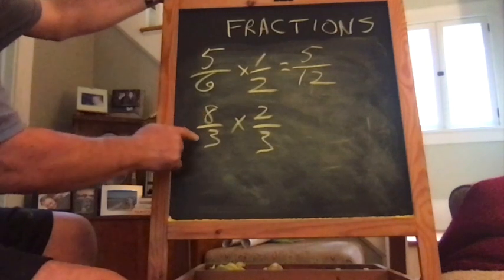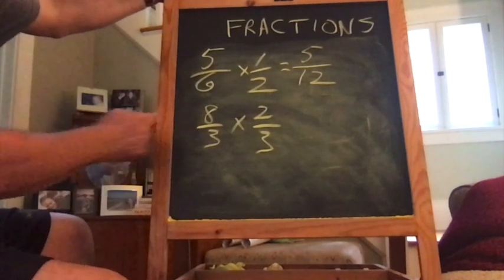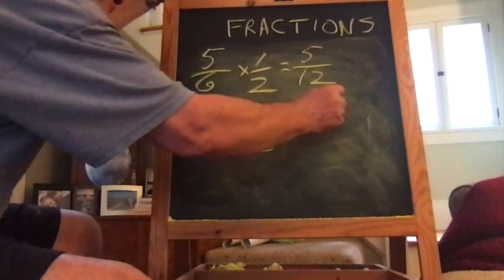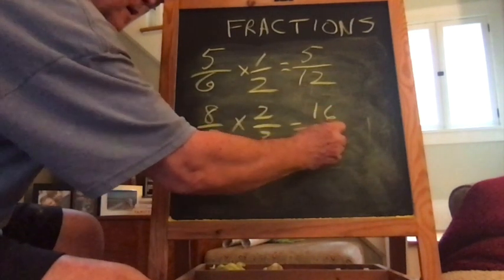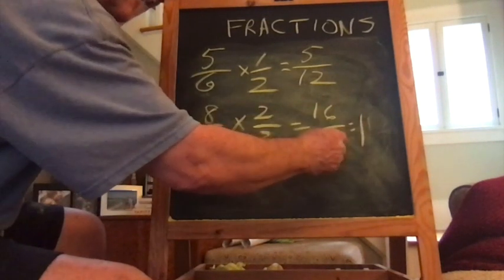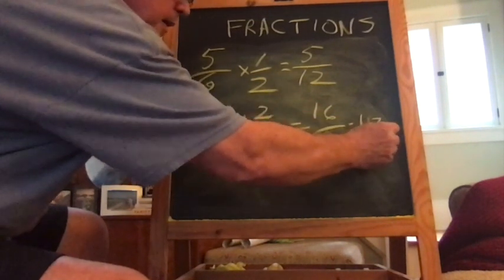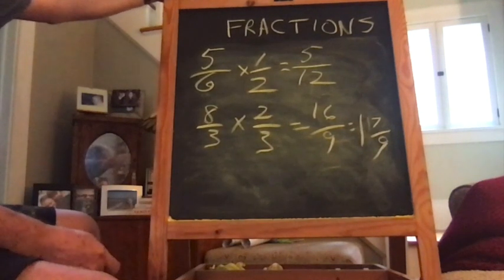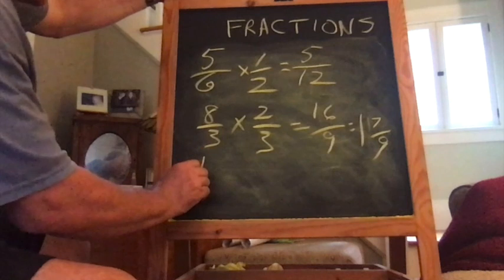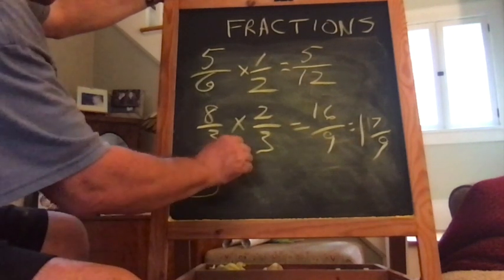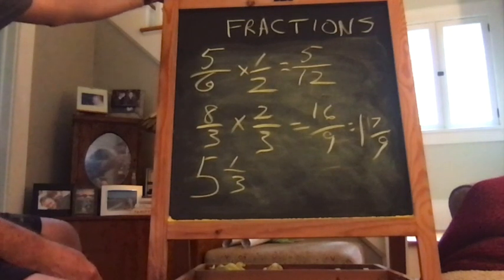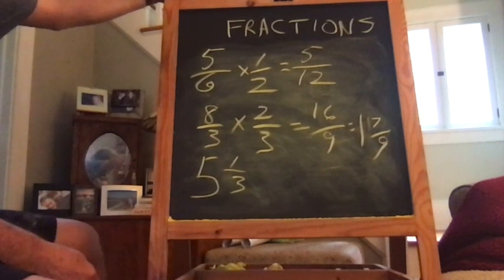If we have an improper fraction where the numerator is bigger than the denominator, we treat it the same. We just multiply, and then we can reduce that if we want to. And that's our answer. And if we have a big mixed number, say like 5 1/3, we can convert that into an improper fraction.